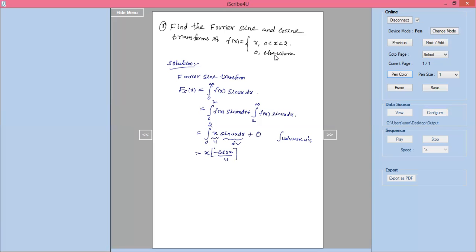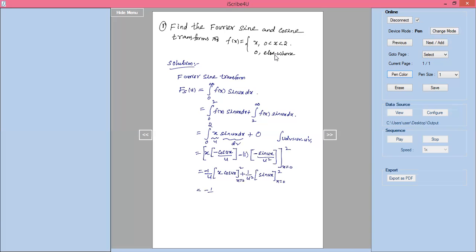Next, minus the differentiation of x, which is 1, into the integration of cos ux, which again has a minus: minus sine ux divided by u square. Integration of cos is sine, and integration of ux gives divided by u. Now I'll write: 1 by u into minus 1 by u into x into cos ux, plus 1 by u square into sine ux. What are the limits? The limits I have to write here: x equal to 0 to 2, for both terms.